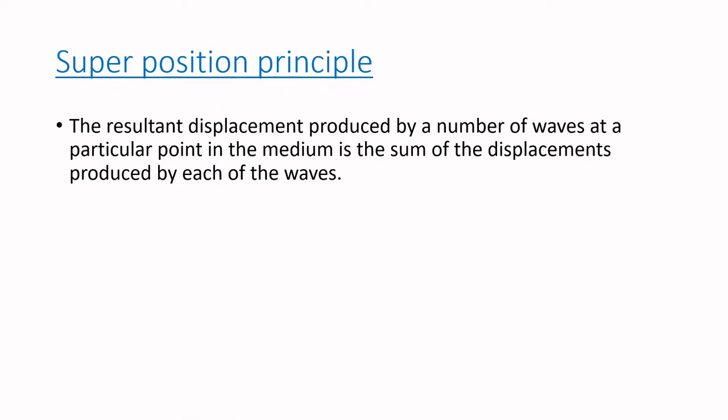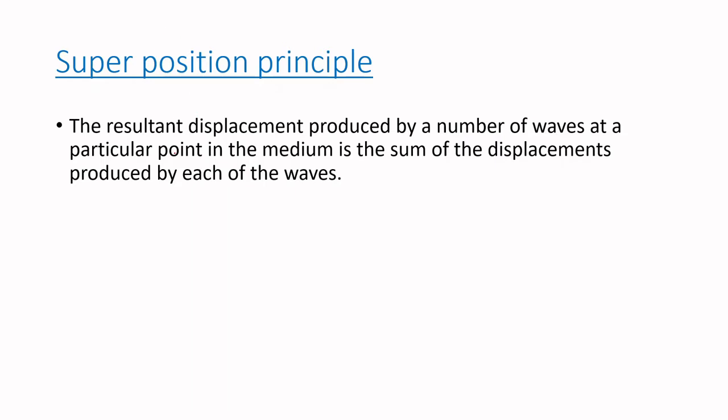When more than one wave is traveling in the same direction or in the opposite direction, and they fall one over the other, the displacement produced by each wave will be added to one another. So the displacement of the resultant wave will be the sum of the displacements produced by each of the waves.